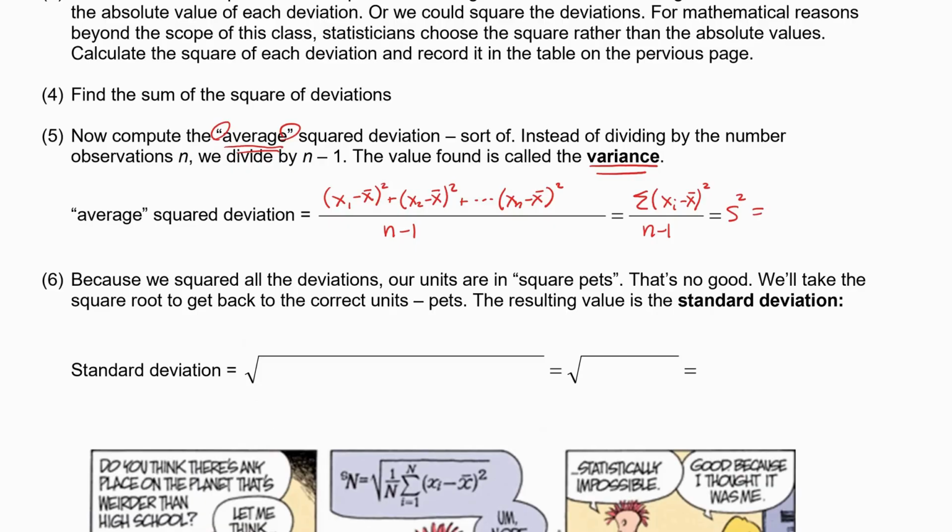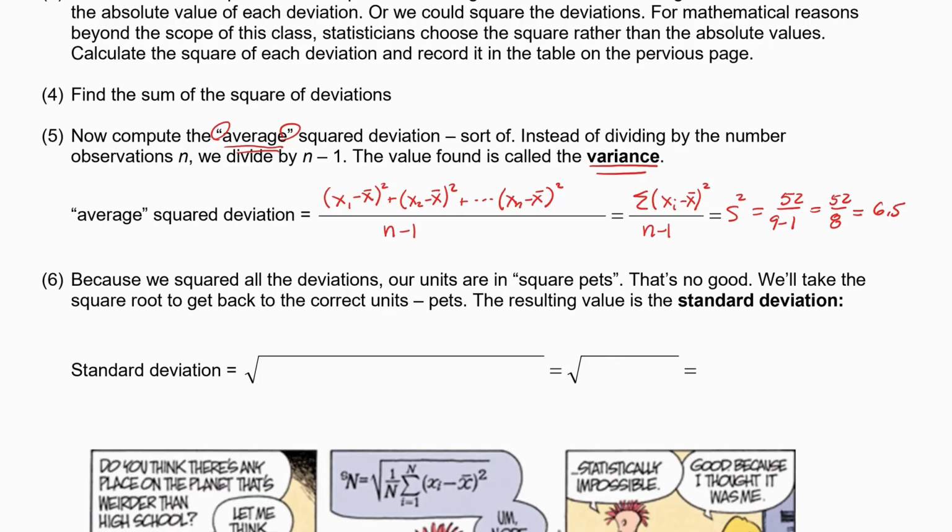In our example, this is 52 divided by 9 minus 1, or 52 divided by 8. And I used a calculator to calculate this earlier, and that happens to be 6.5. The sum of the squares of the deviations, sorry, the average square deviation, is 6.5.